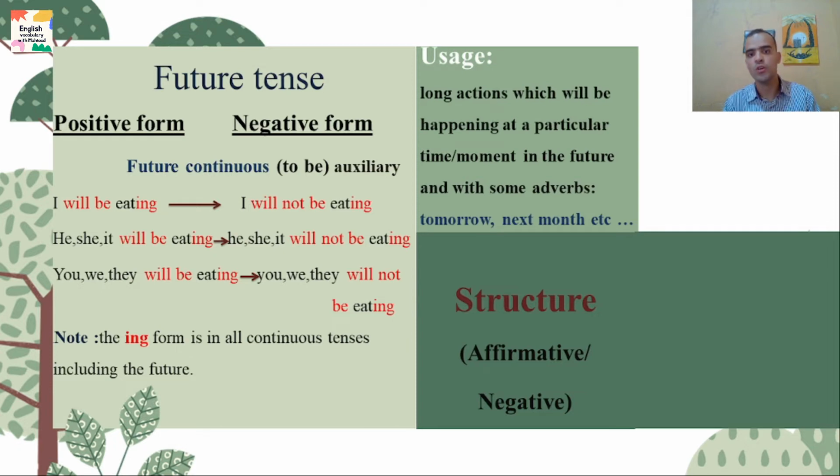So the usage: we use the future continuous with long actions which will be happening at a particular time or moment in the future, and with some adverbs. Okay, so it's a long action since we're talking about the continuous form. So it's a long action which will happen or which will be happening at a particular time in the future. Okay, so in the future, there will be a very long action which will occur at that moment, and it's very long. That's why we call it future continuous.